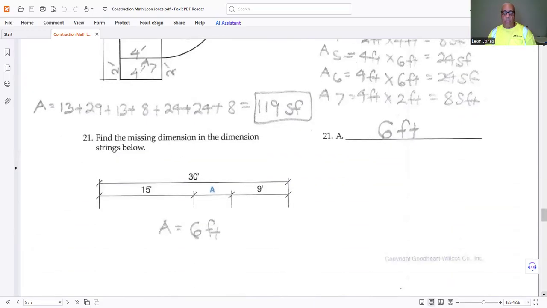Now, sometimes you may have a missing dimension. Well, it's very simple. If I have 30 feet for the total length, and I have 15 feet here and 9 feet, well, A, what's the missing length? I can do this in my head. I know we have 6 feet missing. Because 15 plus 6 is 21, and 9, that equals 30.